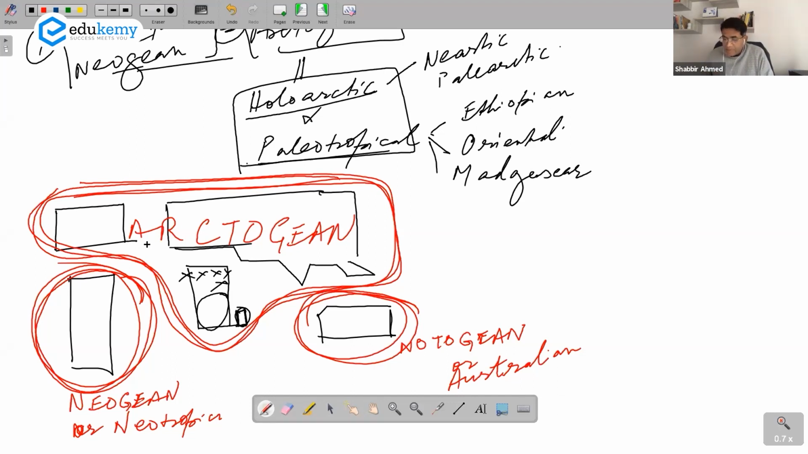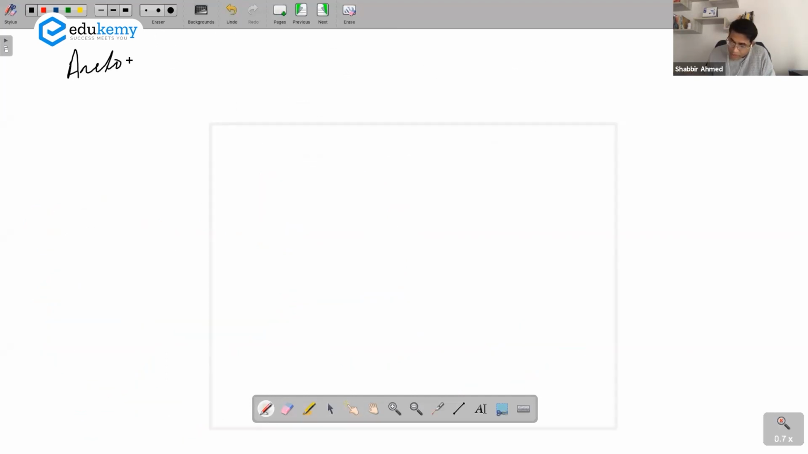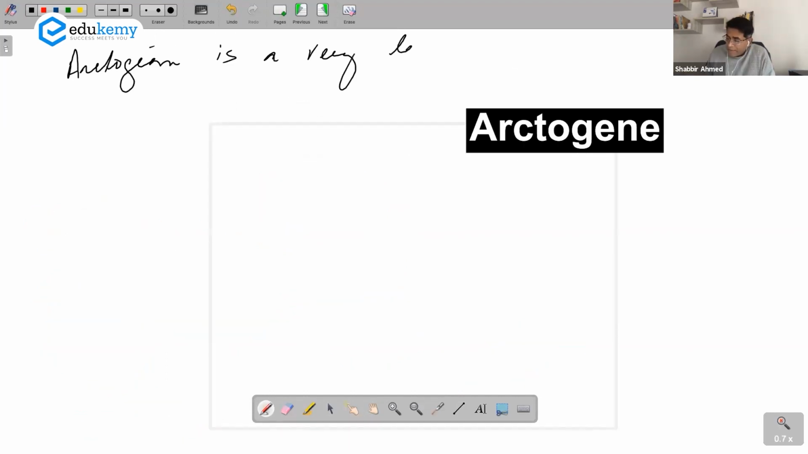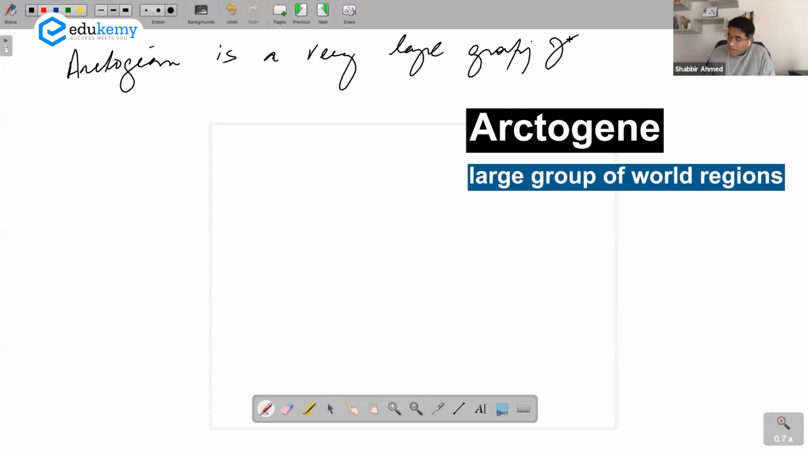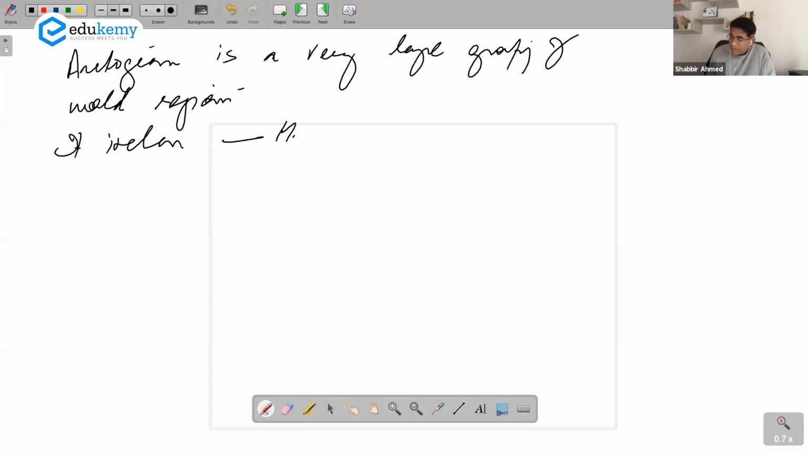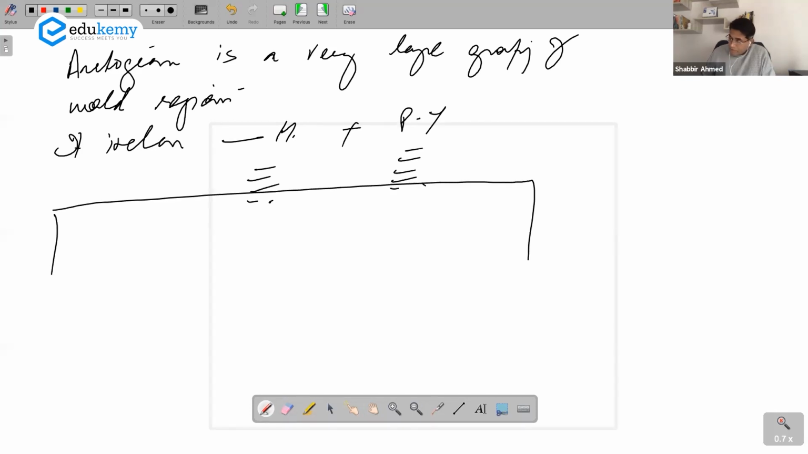Because if you look at the climate, this region has broadly three types of climate. There is a polar Arctic tundra type of climate. There is a cool temperate climate. And there is also a tropical warm climate. Arctogaean is a very large grouping of world regions. It includes Holo-Arctic and Paleotropical. And please list down whatever you can. You can always draw the map here and show what it is.